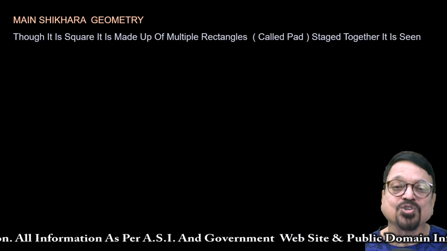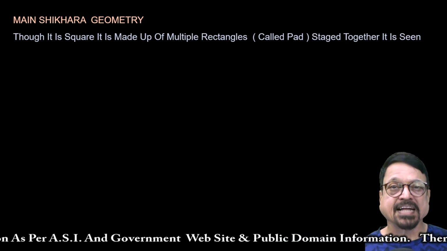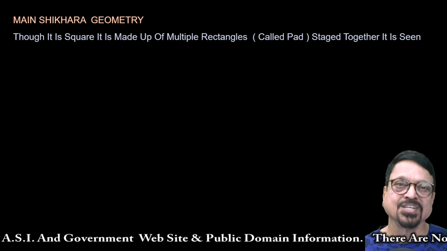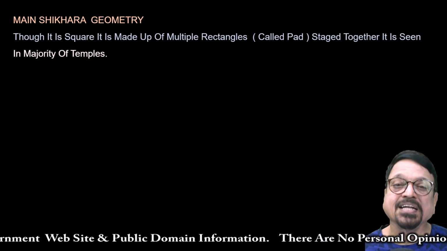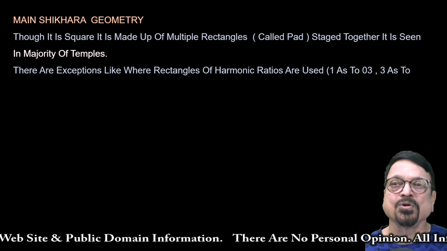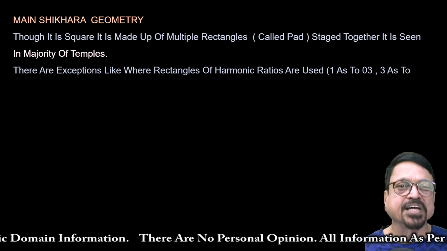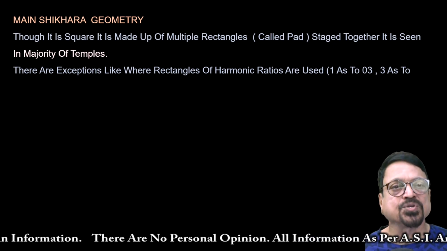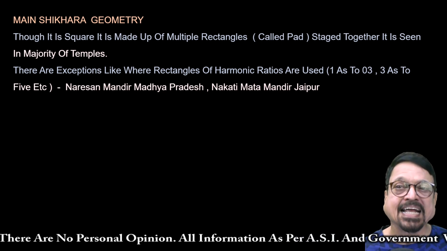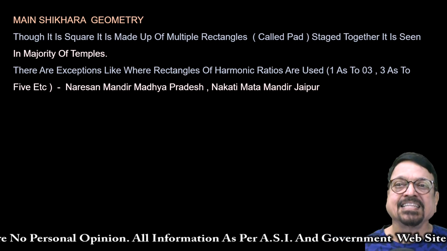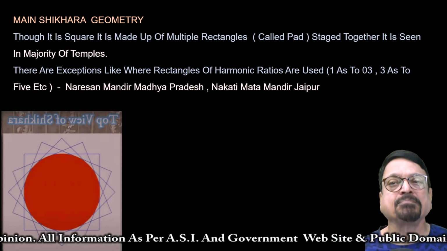The main Shikhara geometry is very, very important. Though it is square, it is made up of multiple rectangles, also called padas. Padas are the stages. Together it is seen in the majority of temples, so it is an important component. There are exceptions where rectangles of harmonic ratios are used, like 1:3, 3:5, etc. These harmonic ratios are maintained in the Narsen Mandir in Madhya Pradesh, or Nakti Mata Mandir, Jaipur. In some temples it is used.